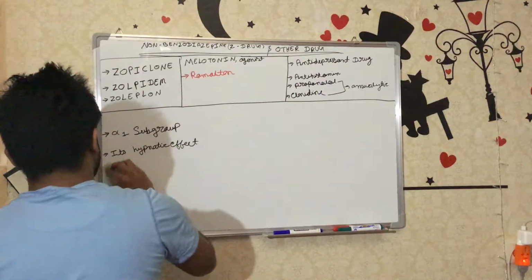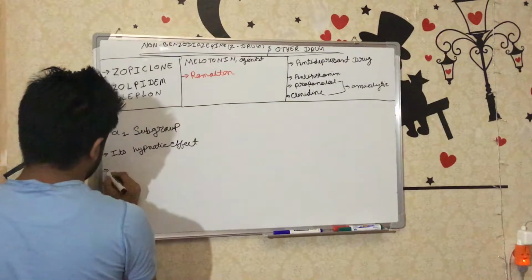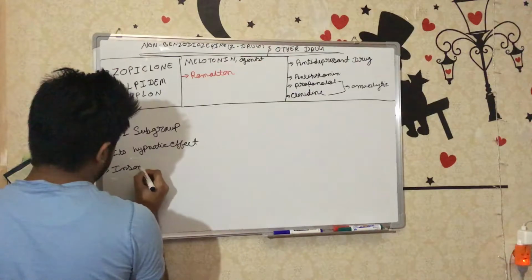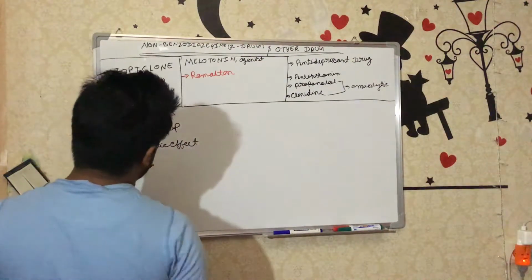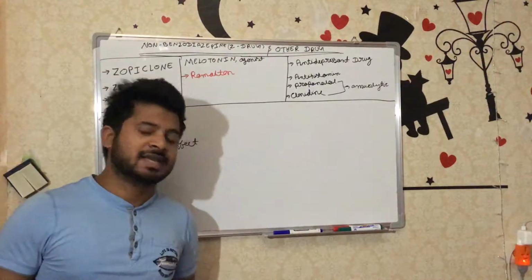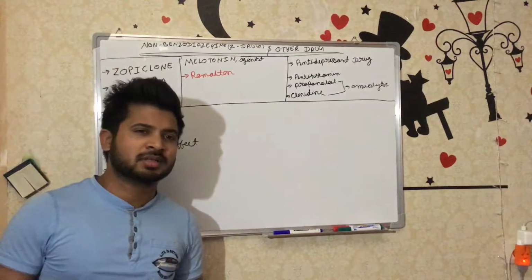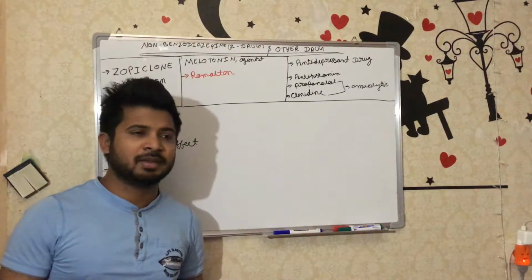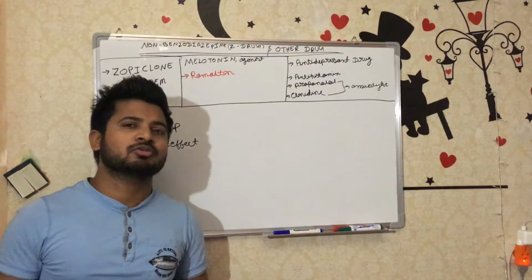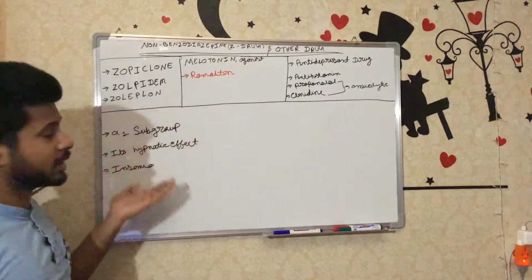If you talk about the indication, it is mostly as a hypnotic in insomnia. Insomnia can be chronic insomnia, short term insomnia, or transient insomnia. Chronic insomnia means, for example, the patient is suffering from some other disease like COPD or cancer pain and some other pain. At that time they can't sleep due to the pain and other problems. At that time this drug can help.